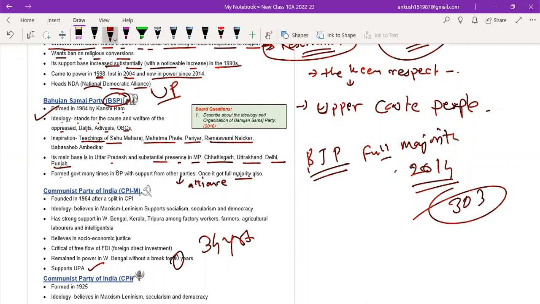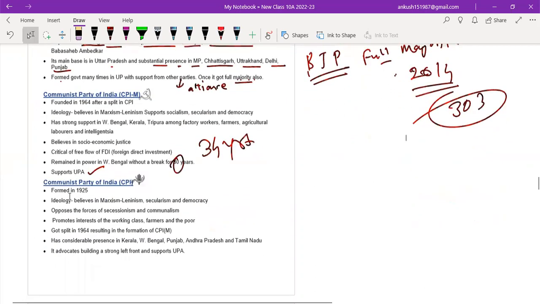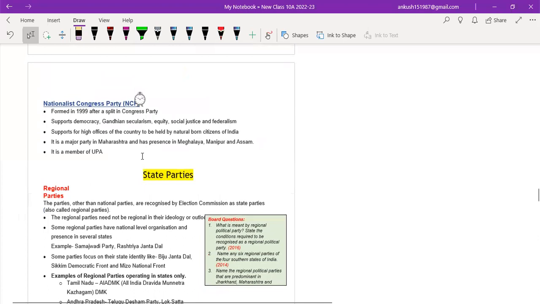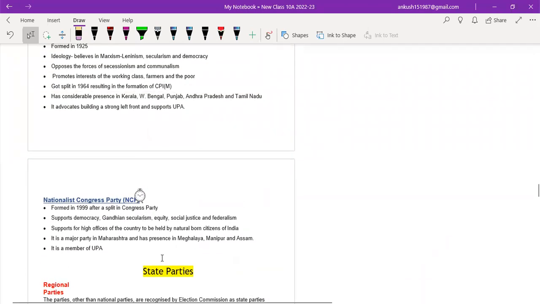Yes, sir. So I would like you all to take a screenshot of this Communist Party of India. Have you taken this one? Completed? Yes, sir. This one also, the state parties I will explain. But this also, the National Congress Party, you have to take a screenshot of it. Taken? Done? Yes, sir.